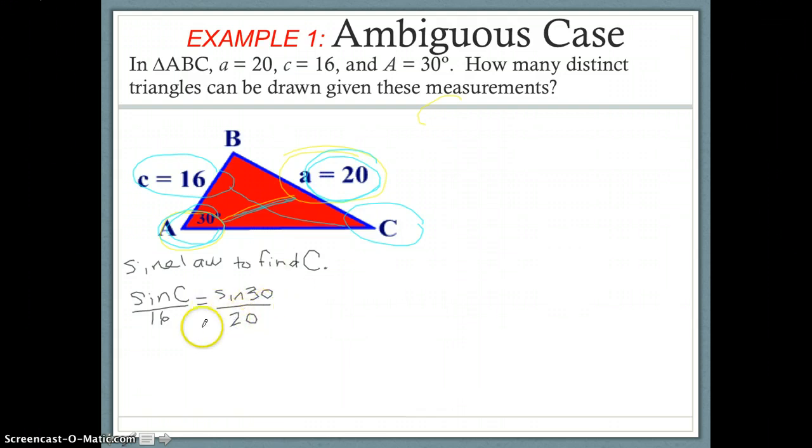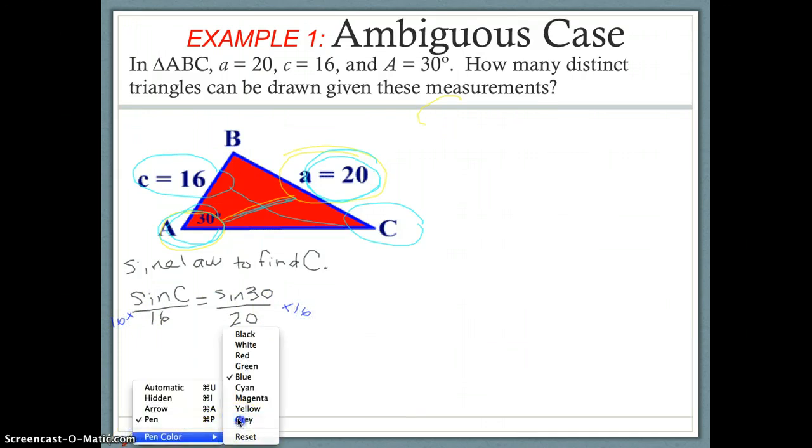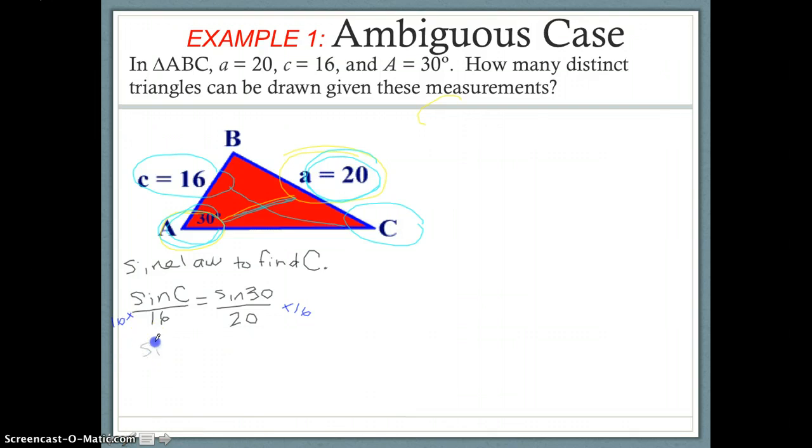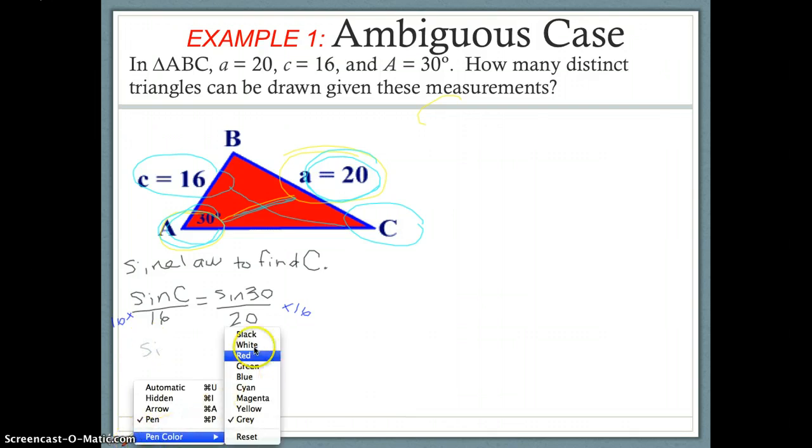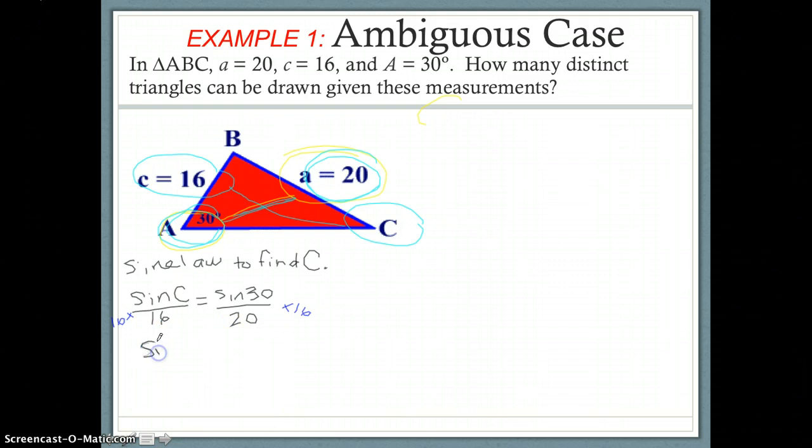Okay, so now we're just going to use sine law like normally. So again, we're looking to isolate C. So what do we have to do to isolate C? Well, we have to get rid of the 16. So we can do that by multiplying by 16 on both sides to make it even. And so that leaves us on this side now with just, oh, that's too dark. Sorry, too light. Okay, so there's sine C equals, on the other side now we have 16 times sine of 30 over 20.